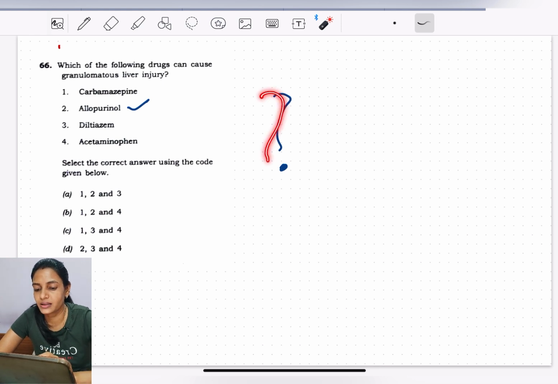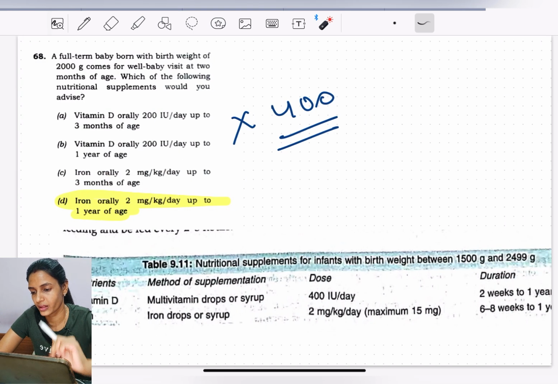About this question, I am not sure what the answer is going to be, because I didn't get the perfect answer for this. If you find the perfect answer, do share it on the Telegram group or in the YouTube comment section, so I can update this question for you all later on.